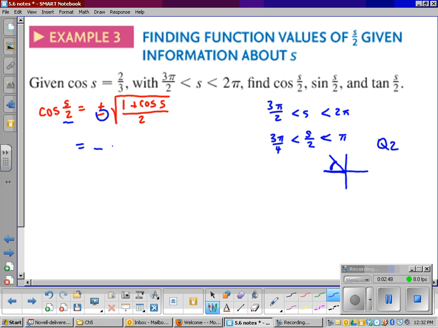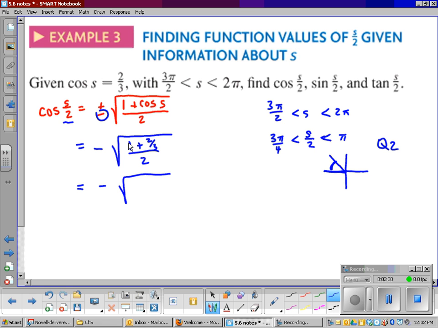So I'm going to have negative the square root of 1 plus cosine S, which is given as 2/3, divided by 2. And then I can either get rid of the complex fraction like we did before, multiply the top and bottom by 3 over 3, because that baby denominator is 3, or I can simplify this numerator since it doesn't have any radicals in it, and then get rid of the fractions that way. I'm going to do that. I'm going to simplify the numerator first.